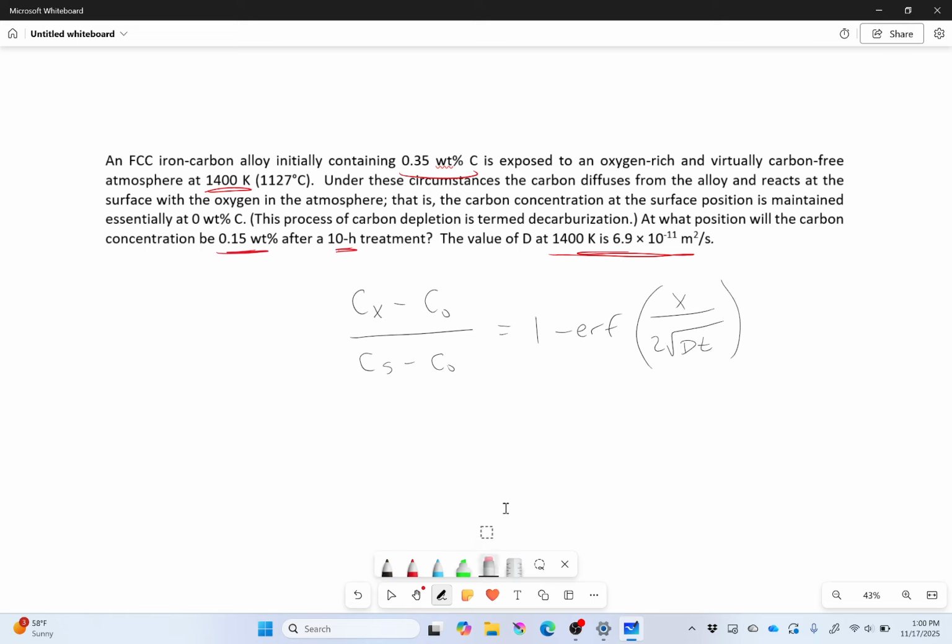Okay, so of these aspects, we know a lot of this. First off, we know the carbon concentration at the surface. Why? Because it tells it to us. It says it's roughly 0%. We also know the carbon concentration initially. We know the carbon concentration at that point that we want. We're going at 0.15 weight%. We know the diffusion coefficient and the time. And so if you look at this, we know everything except for our position. And so we can solve this fairly easily. So let's go ahead and solve for what the error function value would be.